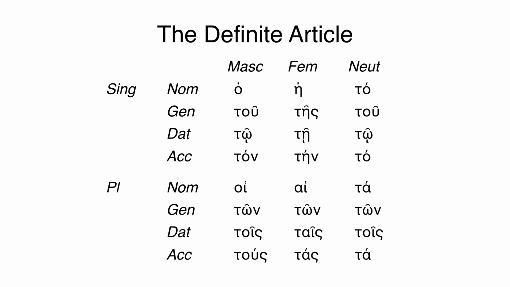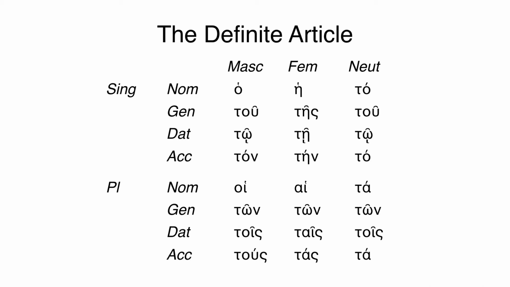First, we take the masculine article. The masculine nominative case singular is the word ho. It's an omicron with a rough breathing, ho. The masculine article in the genitive singular case is tou. The masculine dative singular is to. The masculine accusative singular is ton. You may notice that the vocative case is missing. We don't need that for the article.